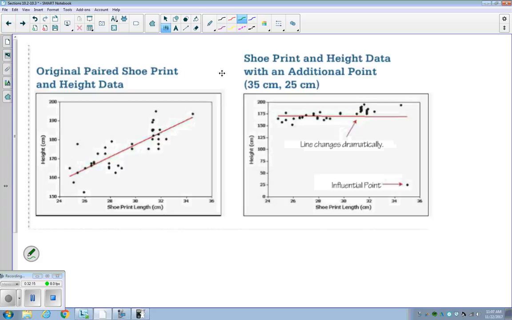Okay, here's another really good sketch. Original paired shoe print and height data. Why would we even look at that? You think that one has any cause? We don't even have to have cause. Or is there any relationship? Look at people. Yes, why?